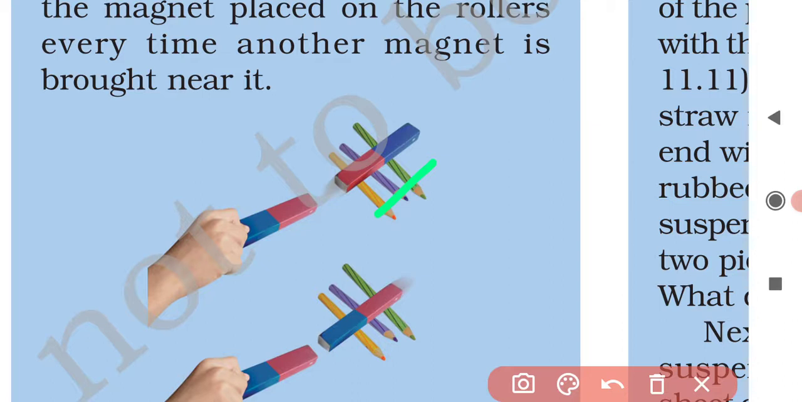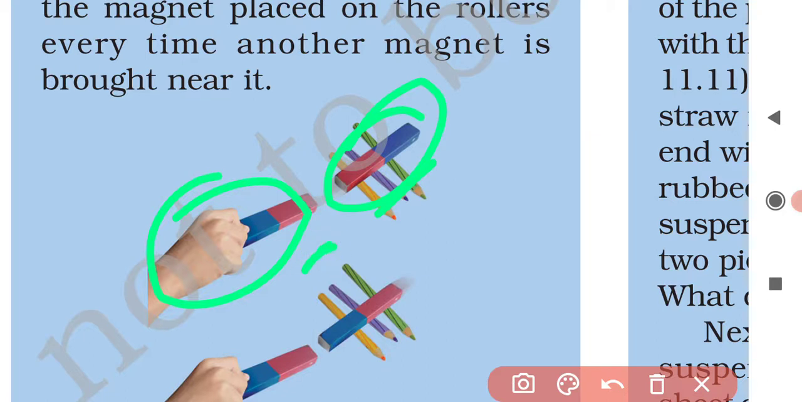So the south pole of the bar magnet kept on the round pencils is on the left side. Now if we hold the other bar magnet in our hand, and if we bring its south pole near to the south pole of the bar magnet placed on the rollers, what will happen? As you can see here, the two red colors are facing each other. That means the south pole is facing the south pole. Okay, and you have to make sure that the two magnets do not touch each other.